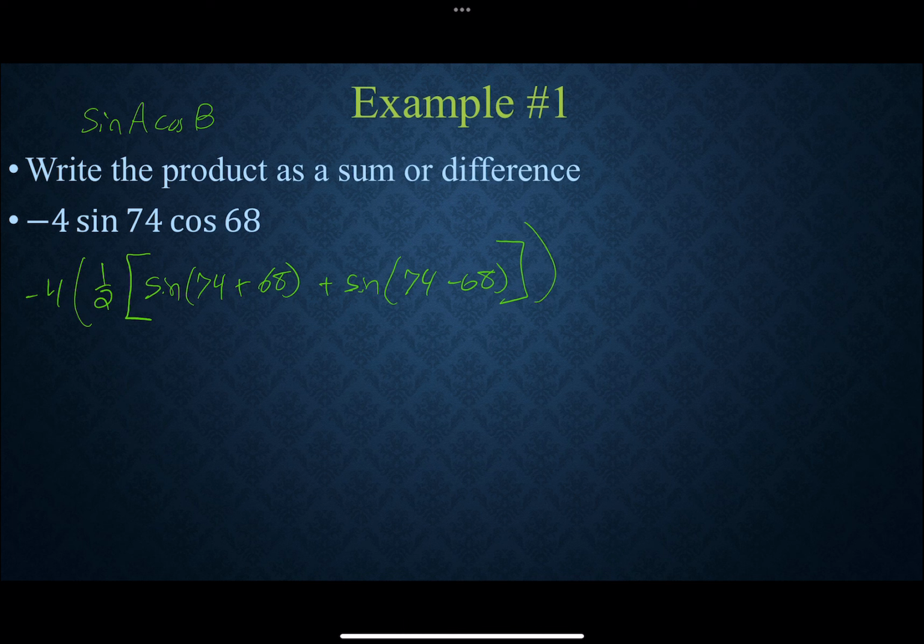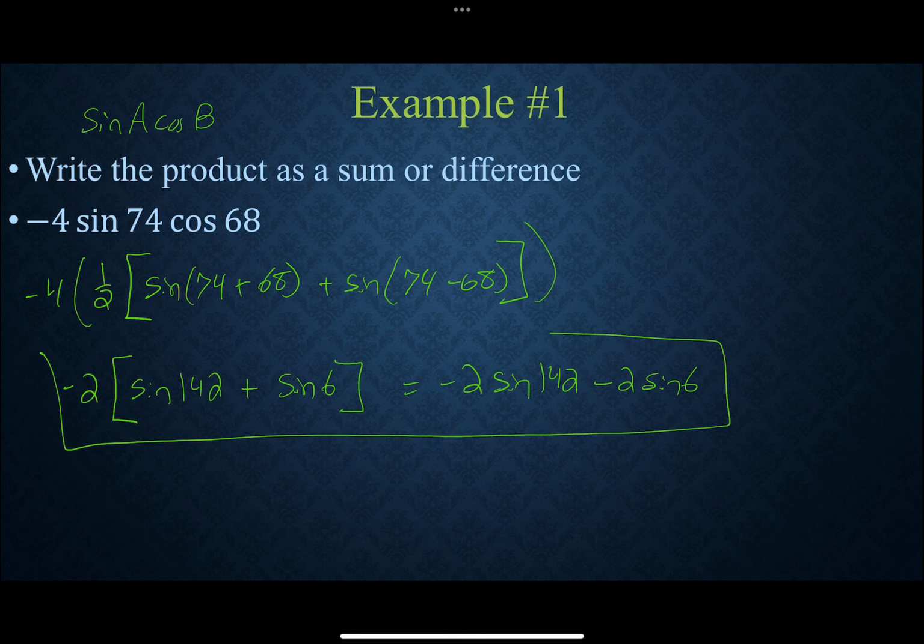The negative 4 on the outside gives us a negative 2. Adding 74 and 68 is going to give us a 142. And subtracting 74 and 68 gives us a 6. So we can leave it in that kind of form right there. Or we can go ahead and distribute the negative 2 to both of them. Say negative 2 sine 142 minus 2 sine 6. Both answers are perfectly acceptable. It just kind of depends on your own personal preference for how you want to write them.